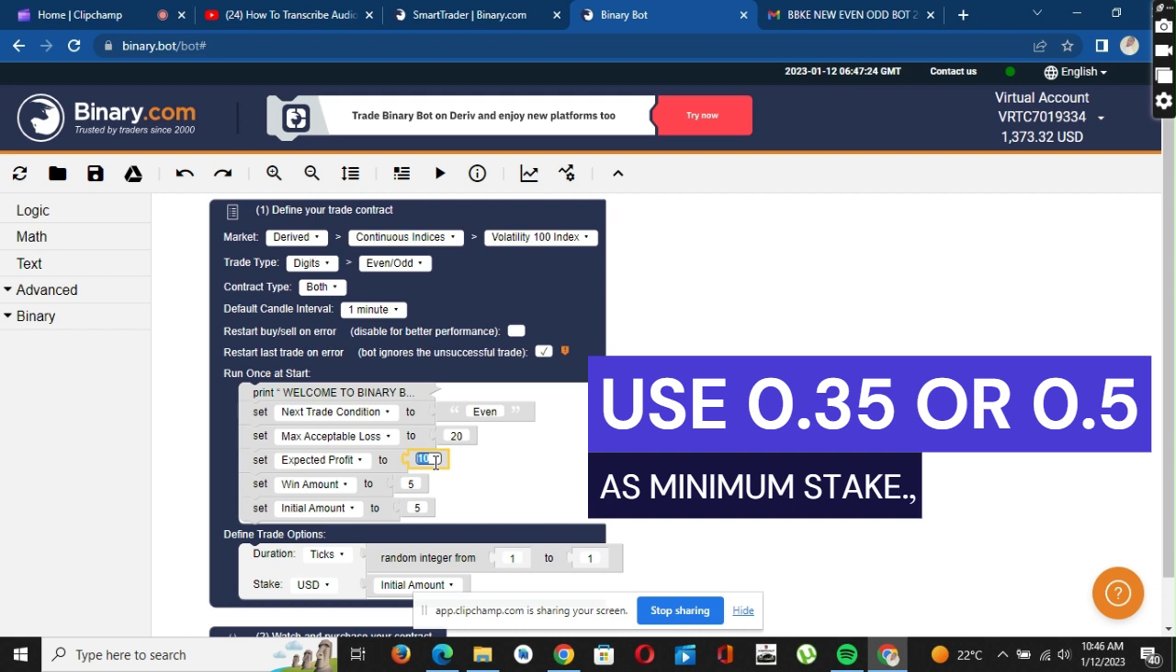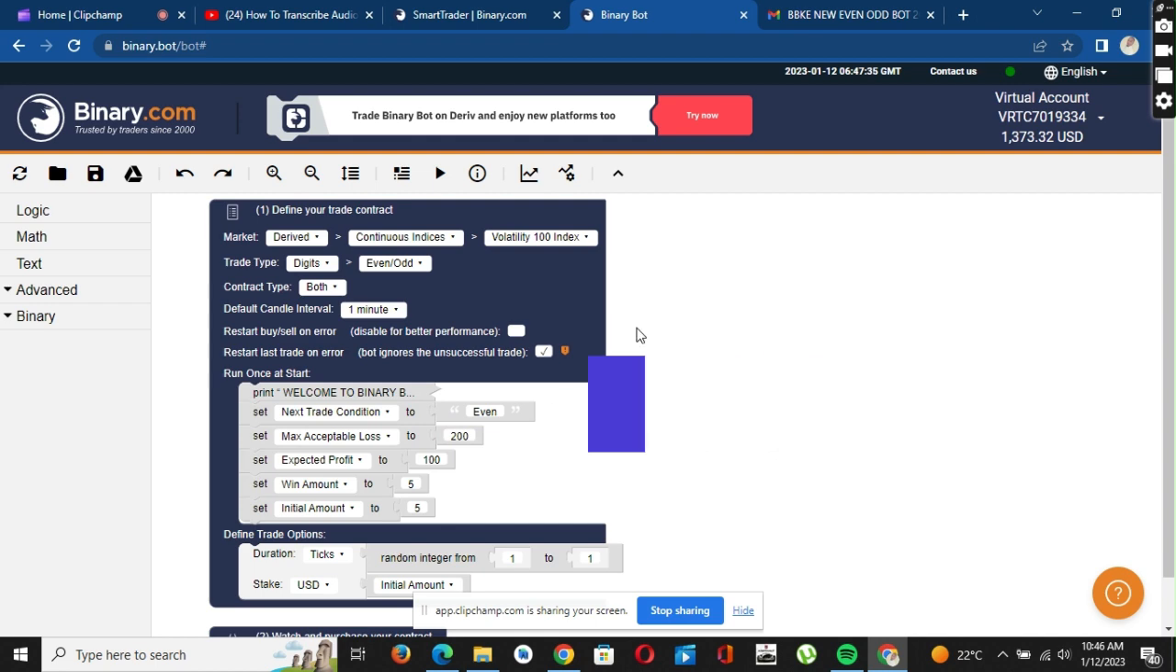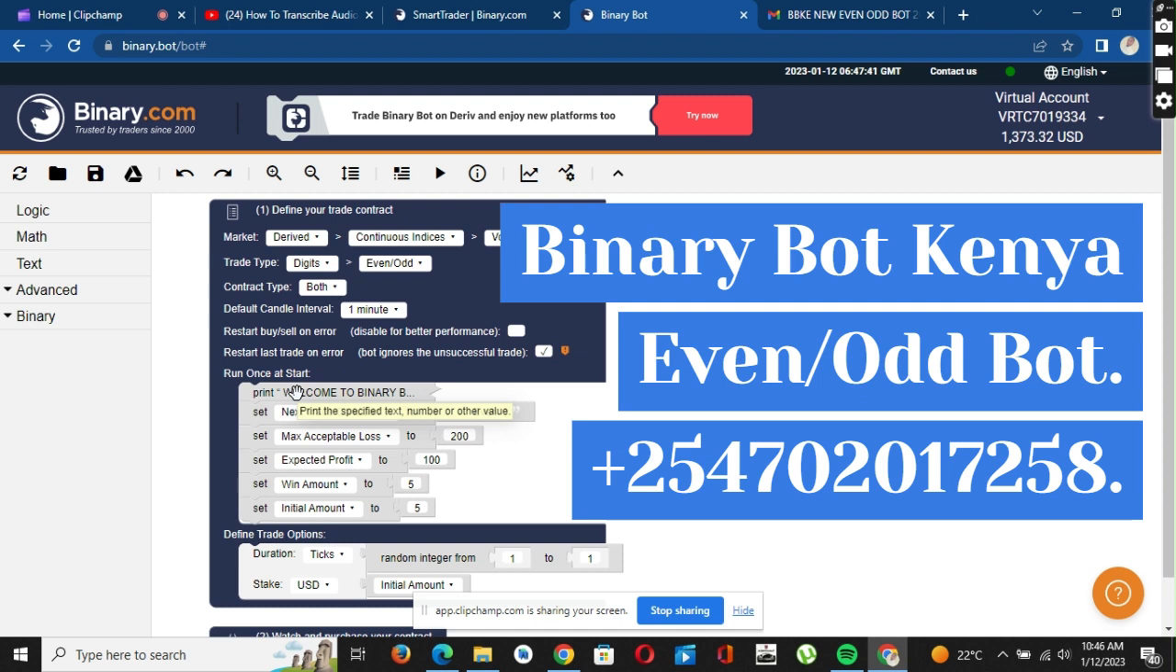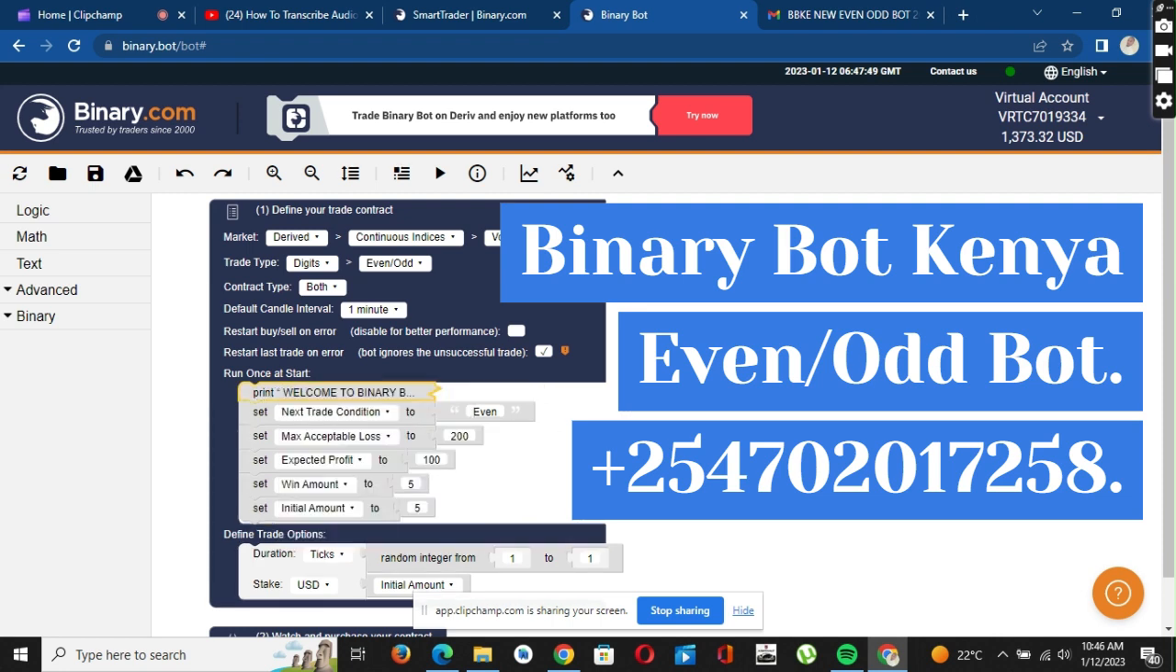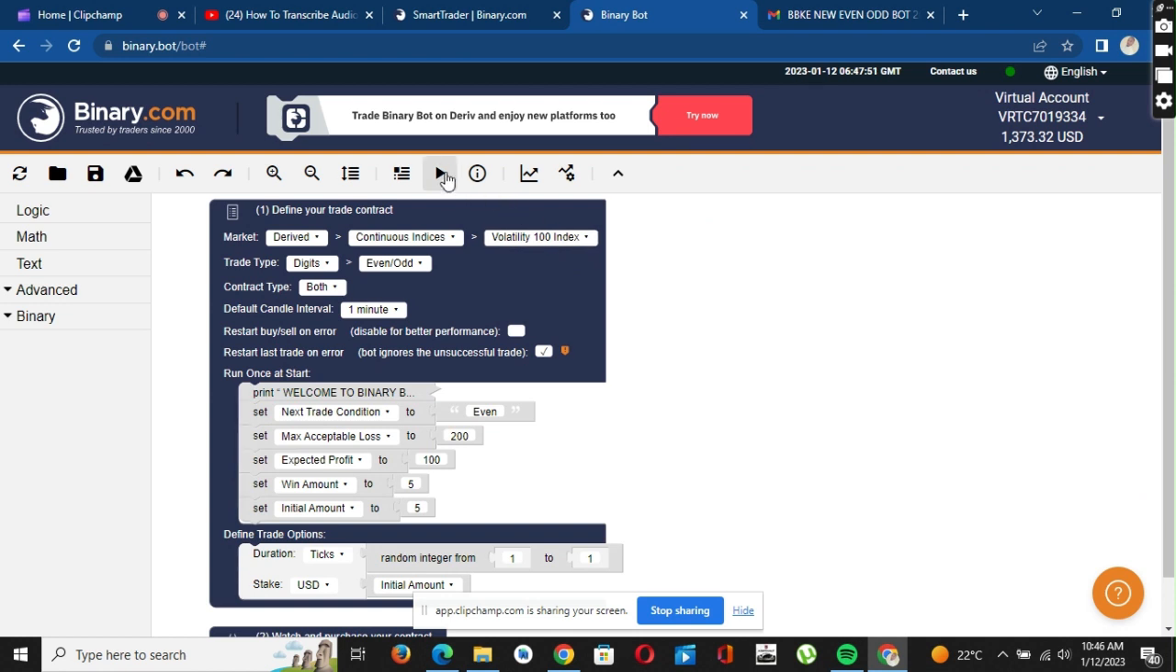Let me change the expected profit to 100. And obviously the loss, I usually put it at double the amount. Why? Because it's easy to recover when that happens. So you can see in this bot particularly that I've finished editing. This is my bot. It's the BBKE over even odd bot. Sorry, and obviously I have my own imprint in it, but I'll just collapse this block and let it run. So this is how we set it up.